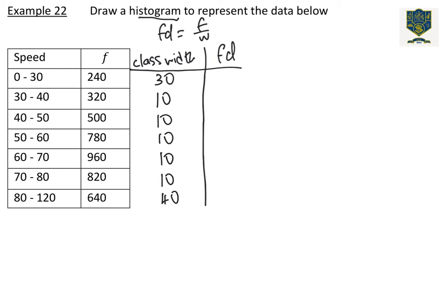And now we do frequency density, which is the frequency divided by class width. So we're going to divide our frequency column by our class width. So 240 divided by 30 is 8. 320 divided by 10 is 32. 500 divided by 10 is 50. 780 divided by 10 is 78. 960 divided by 10 is 96. 820 divided by 10 is 82. And 640 divided by 40 is 16.